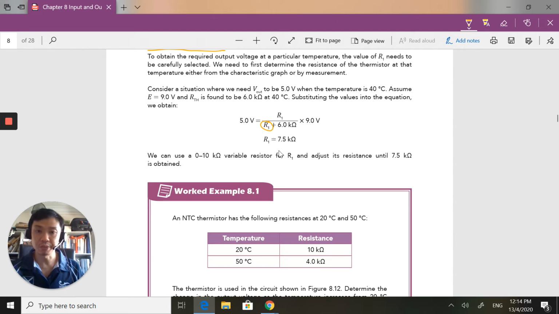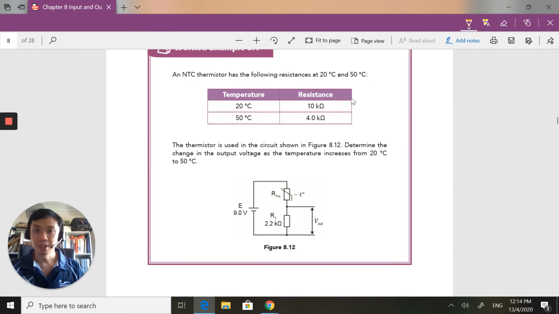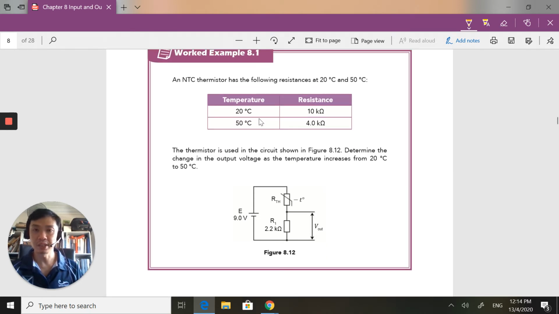So what we can do is put in 7.5 kilo ohms, and then the V out will be 5 volts when the ambient temperature is 40 degrees. Okay, so another example, this is the corresponding thermistor resistance to the temperature. Determine the change in the output voltage as the temperature increases from 20 to 50.